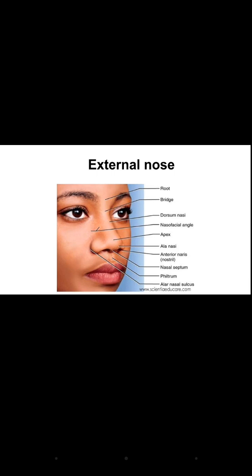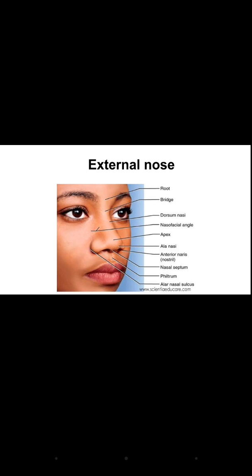So what is a root? The root is the top of the nose and it attaches the nose to the forehead. Next to the root is the bridge, and the bridge is the bony framework of the nose and it is formed by the nasal bones. Then apex, the tip of the nose is called the apex. Then the dorsum nasi, it is a border between the bridge and the apex.